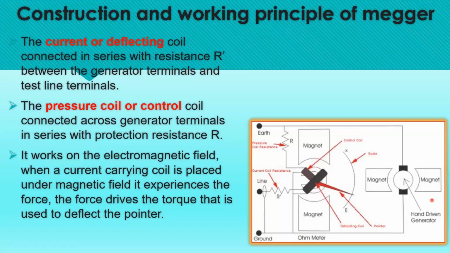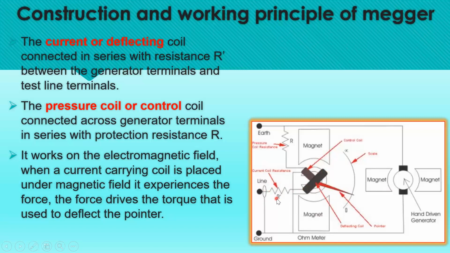So other construction details, we have two coils. One is called the current coil. The current coil is also called the deflecting coil because this is connected to the deflection, which is going to move the pointer.